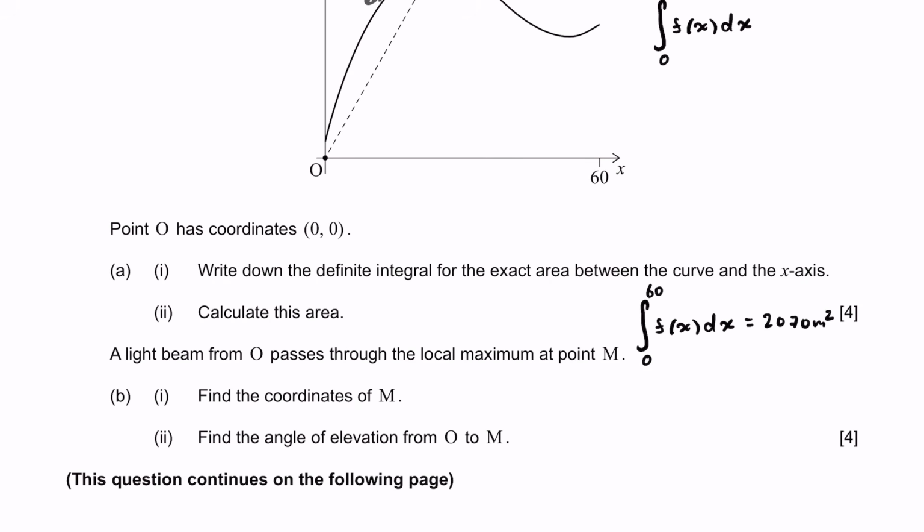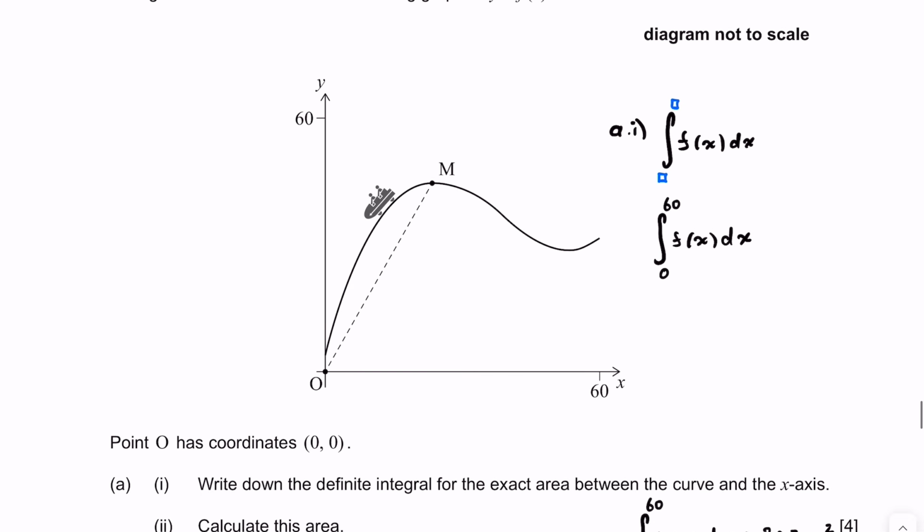A light beam from O passes through the local maximum at point M. Part 1 of B asks us to find the coordinates of M. Okay. So this O is the origin. We have this light beam and it passes through this local maximum at M. So we first need to find the coordinates of M.